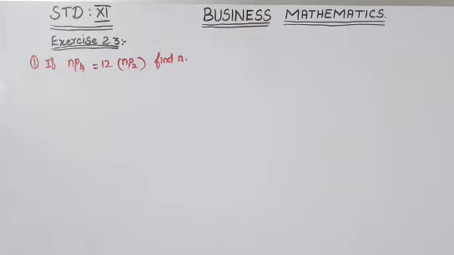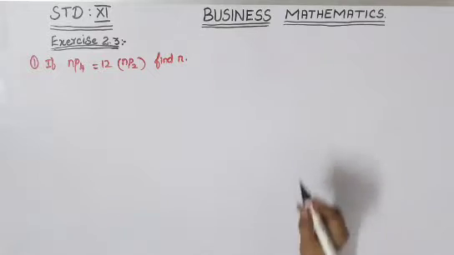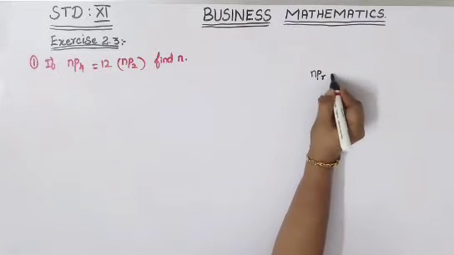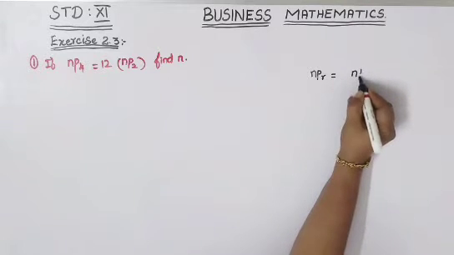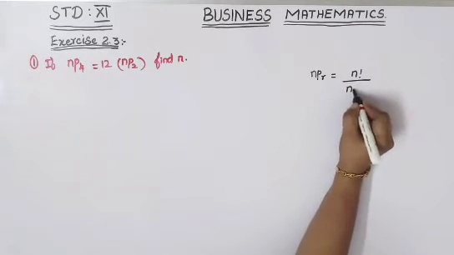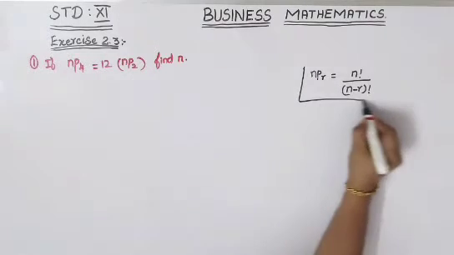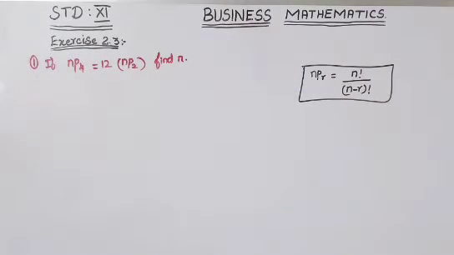11th Business Mathematics exercise 2.3. First question: if nP4 is equal to 12 nP2, find n. So your nPr formula is nPr equals n factorial divided by (n minus r) factorial. So this is your nPr formula, and you can use this formula.